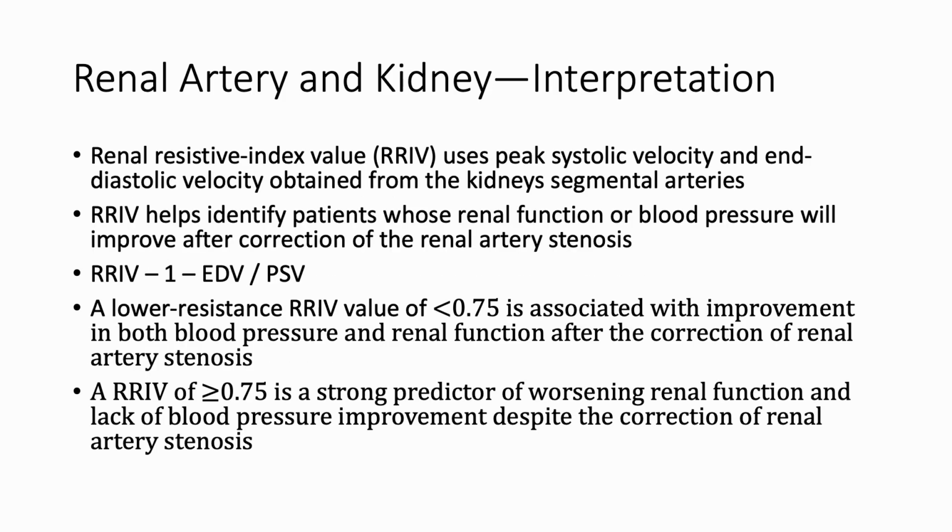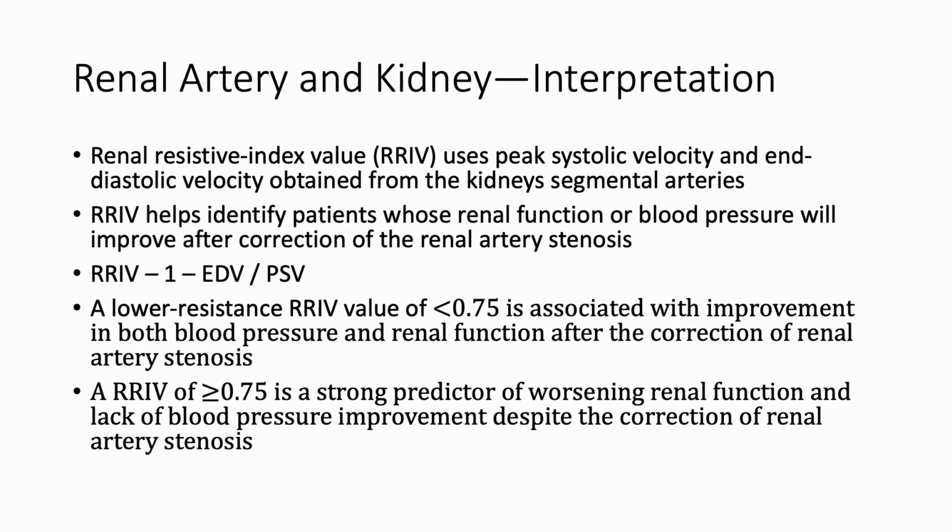Okay, so renal resistive index value, RRIV, is different from RI. This is going to use the peak systolic velocity and end diastolic velocity obtained from the kidney's segmental arteries, so the arteries within the kidney. RRIV is going to help identify patients whose renal function or blood pressure will improve after correction of the renal artery stenosis. So how do you calculate this? It's going to be 1 minus end diastolic velocity over peak systolic velocity.